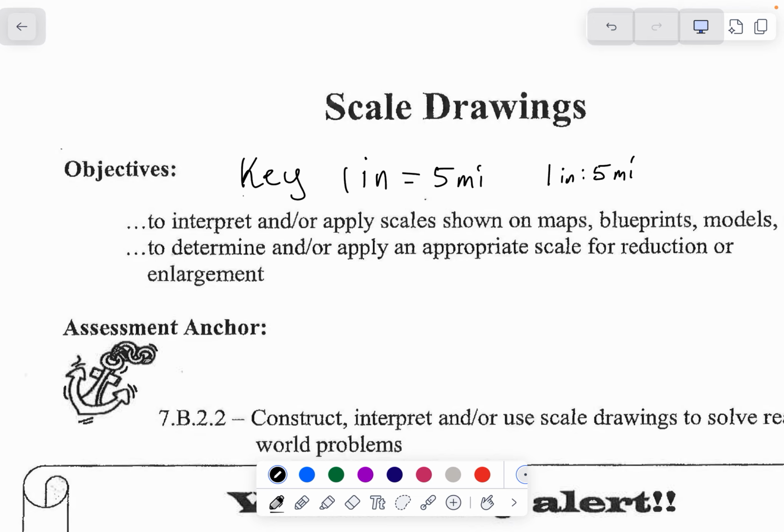Sometimes it's written, so let's say the scale was 1 to 5. Sometimes they'll use the word "to." Sometimes they'll use 2 dots. Sometimes they will write it as a fraction. So you can see a scale written a variety of ways, but you need to interpret what that means. So know that all those things mean the exact same information, okay?